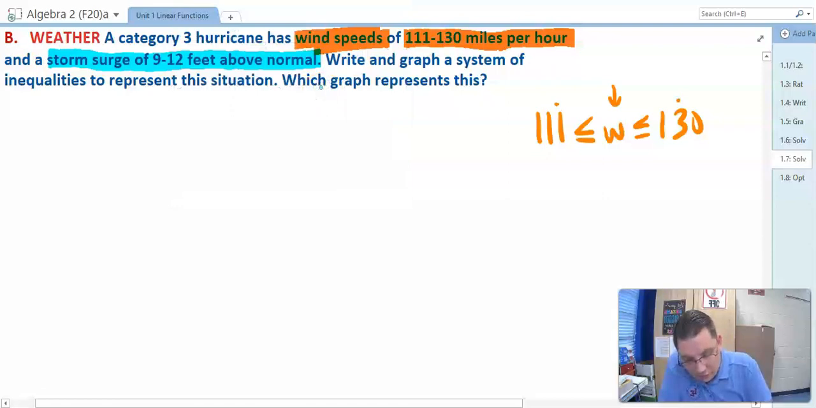All right, so storm surge is going to work the same way. So think about how this is going to write out. Again, I want the 9 and I want the 12. I want to be between them, so we're going to use S for surge. And again, less than or equal to, less than or equal to.